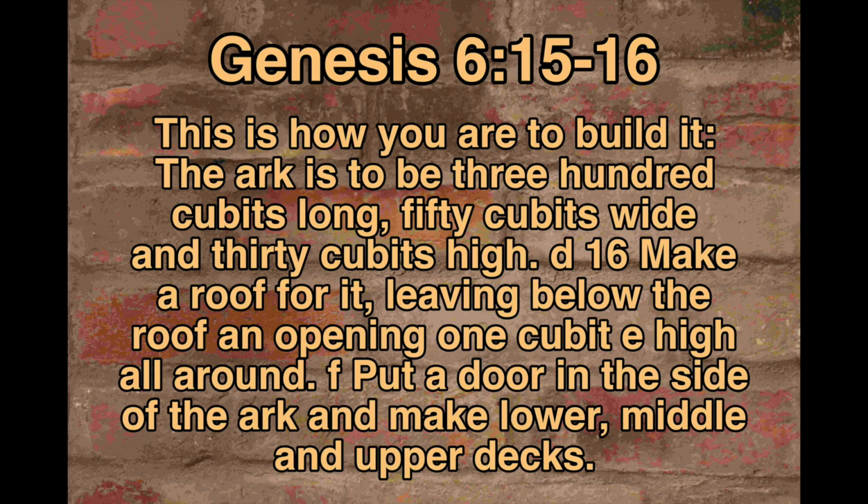Now we're getting some specific instructions as to how Noah was to build this ark. This is how you are to build it. The ark is to be 300 cubits long, 50 cubits wide, 30 cubits high. Make a roof for it, leaving below the roof an opening 1 cubit high all around. Put a door on the side of the ark and make lower, middle, and upper decks.